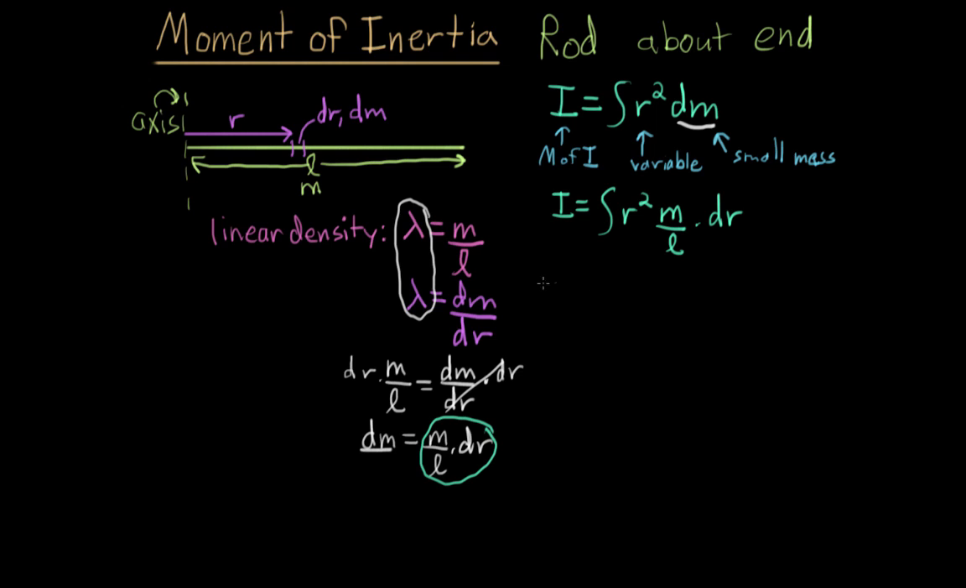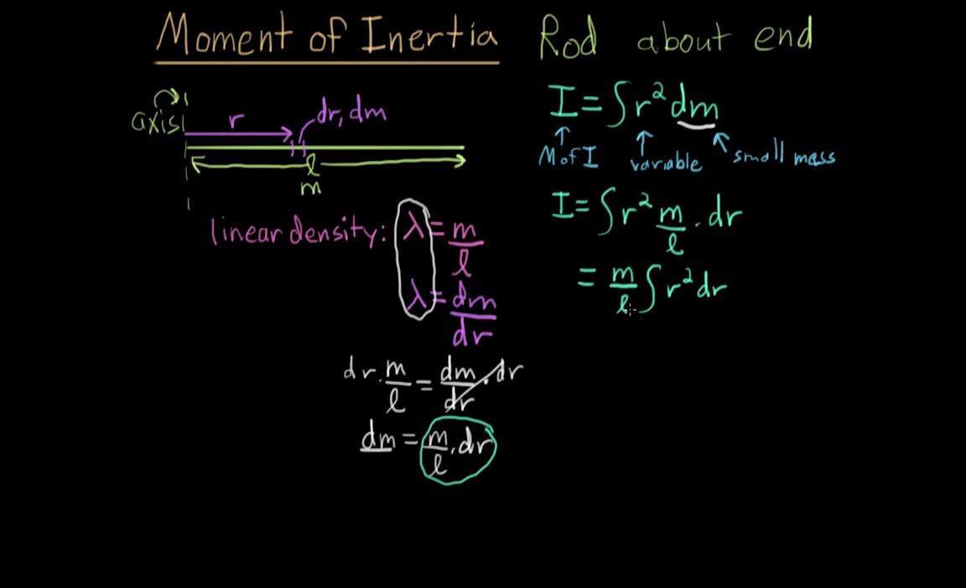and then some constants, m over L. Now, when I take an integral, it's nice to pull out any constants from my integral, so we just have less stuff going on inside of it. So I'm going to write my m over L on the outside of my integral. So I have m over L times the integral of r squared dr.